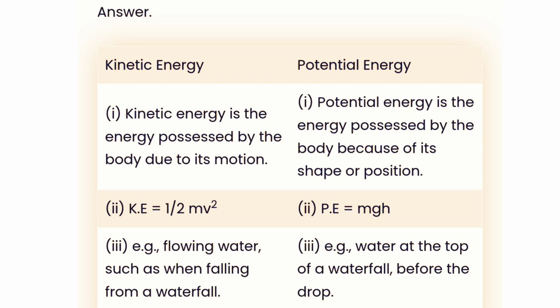ii. KE equals half m v squared. ii. PE equals mgh. iii. E.g., flowing water, such as when falling from a waterfall. iii. E.g., water at the top of a waterfall before the drop.